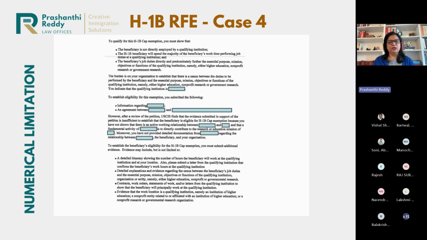Evidence that the work location is a non-profit, right? The way to show that is showing their tax exempt status. So a tax return should be sufficient. So this is some of the information needed in this situation. Next slide.